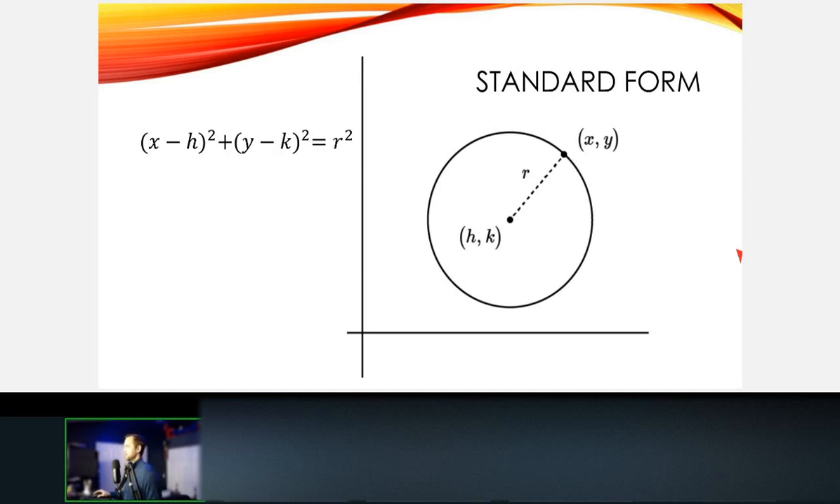Just curious, have you done this in geometry before or in algebra 2? Okay. So you may have seen this.